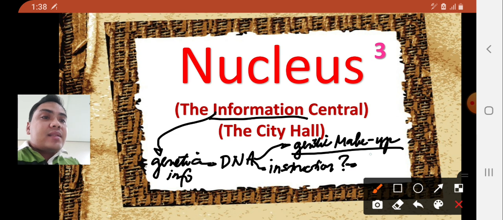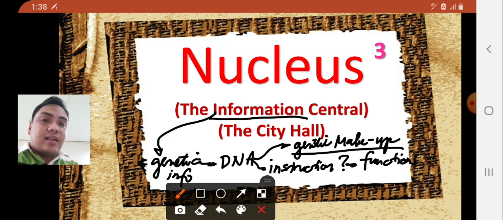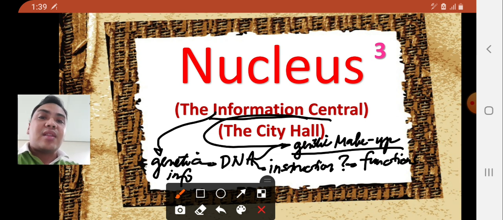Instruction about what? Instruction about the functions of all other parts of the cell. In other words, the nucleus controls all the activities, all the functions of the other parts of the cell. Hence, it can be compared to the city hall. Remember that in a certain city, the city hall governs and controls all the activities conducted within that particular city. Hence, its nickname is the city hall, since it controls every activity that can be found within the cell, including all the other functions of the different structures of the cell.